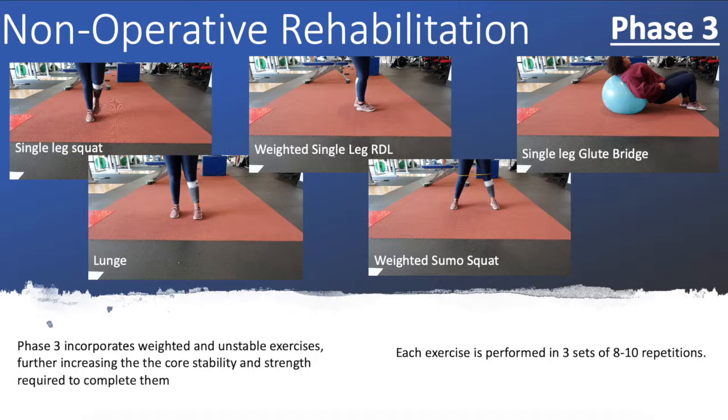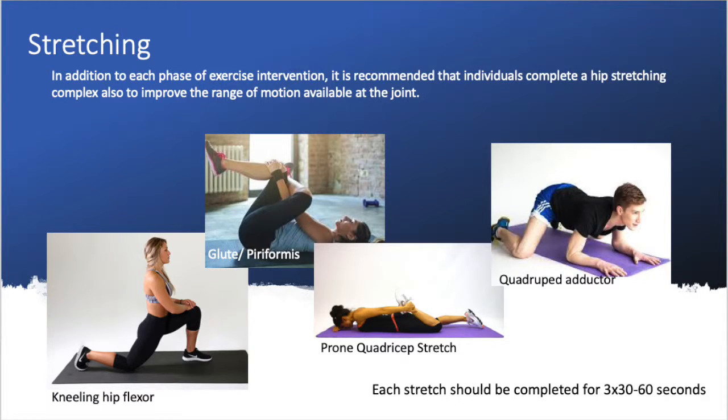Phase 3 is the final phase for Femoroacetabular Impingement rehabilitation. It incorporates weighted and unstable exercises, further increasing the core stability and strength required to complete them. In this phase, each exercise is performed in 3 sets of 8 to 10 repetitions. As previously mentioned, stretching should be incorporated throughout phase 1, phase 2 and phase 3. The following hip complex of glute/piriformis stretch, kneeling hip flexor, prone quadriceps stretch, and quadruped adductor stretch should be incorporated, and each stretch held for 3 lots of 30 to 60 seconds.